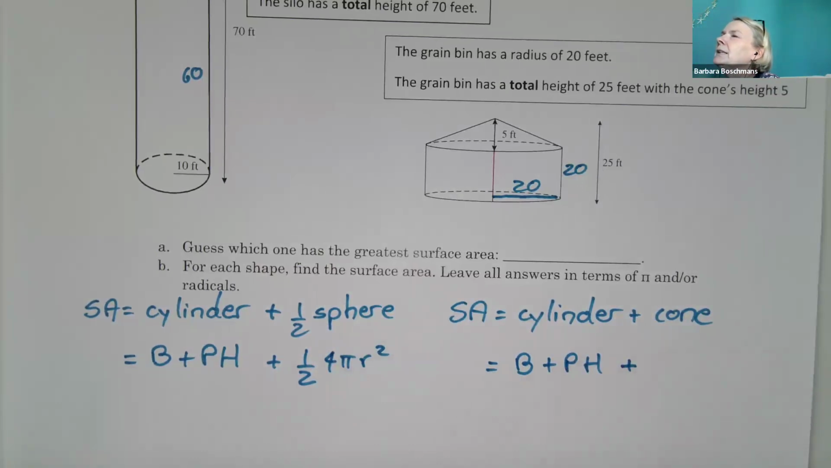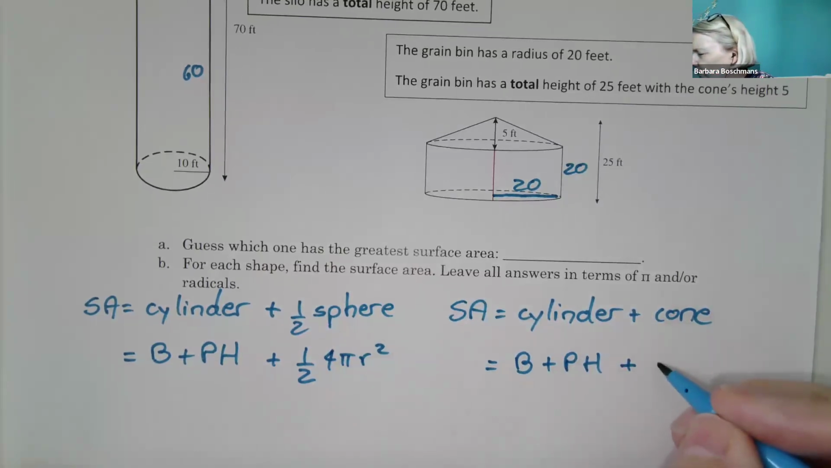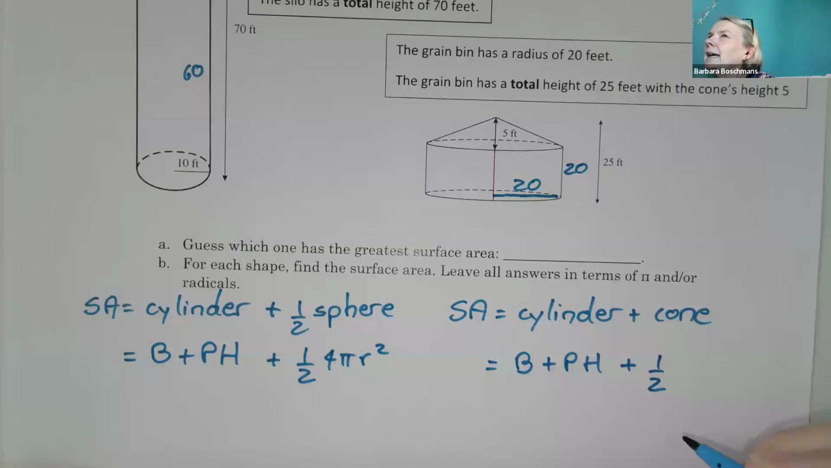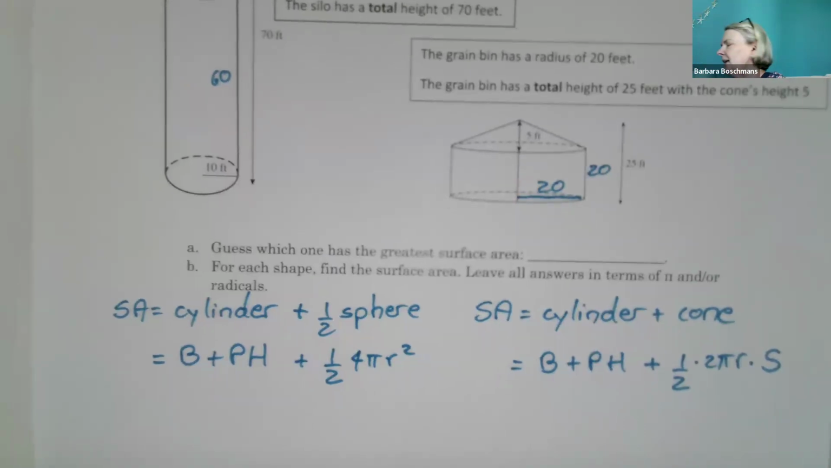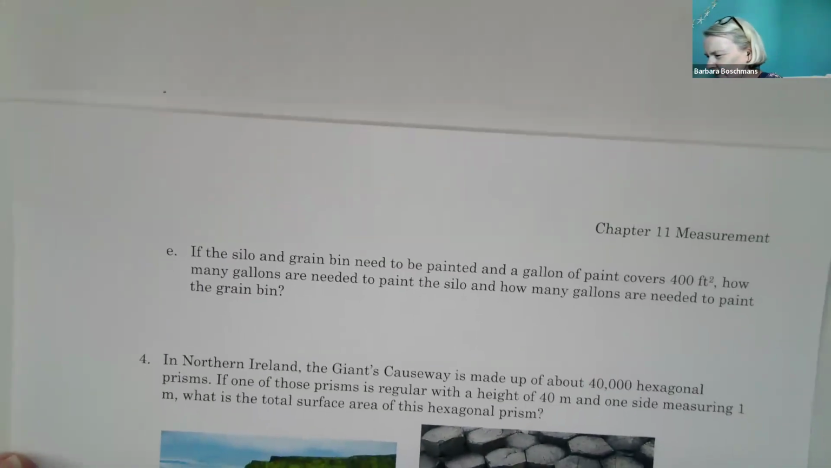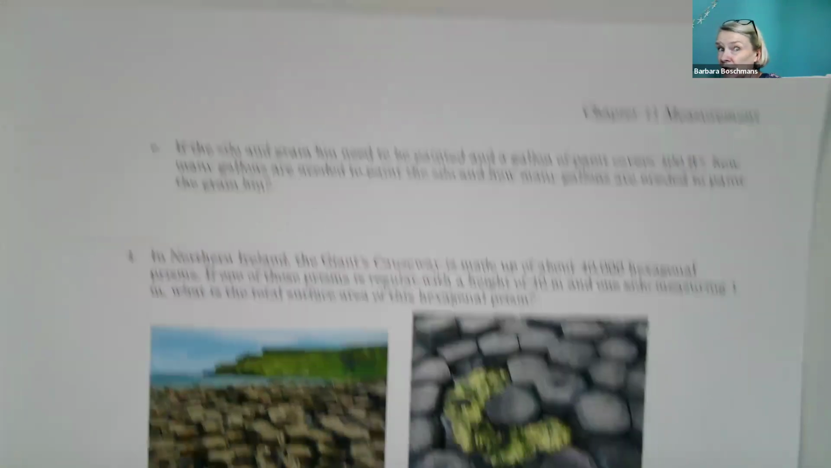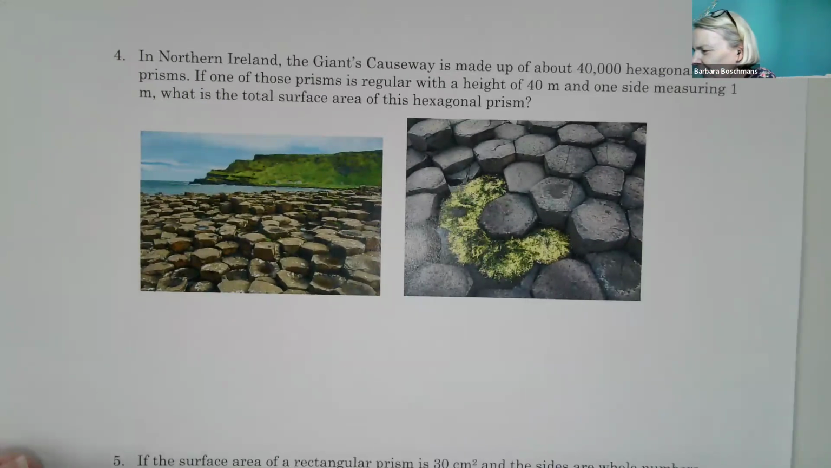So we need the 1/2, and it was circumference, pi r times the slant height. Calculate that, leave pi in it, and get a decimal. And then there's a part C, don't forget part C on the top.